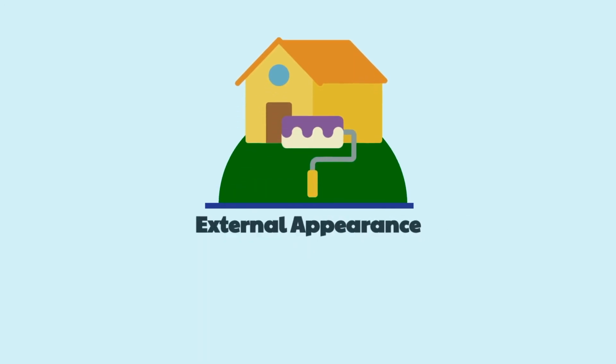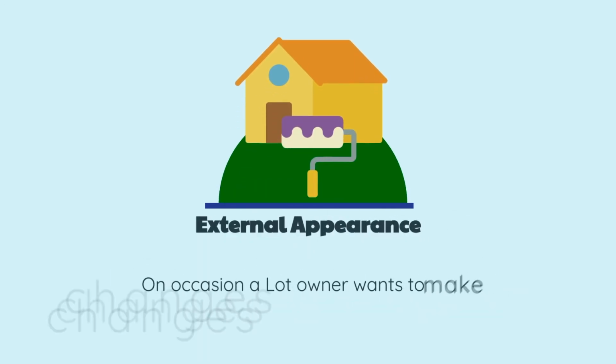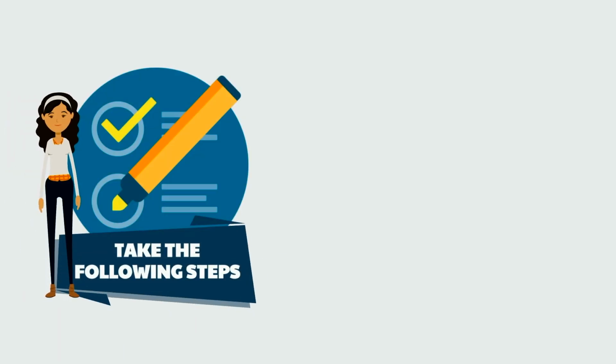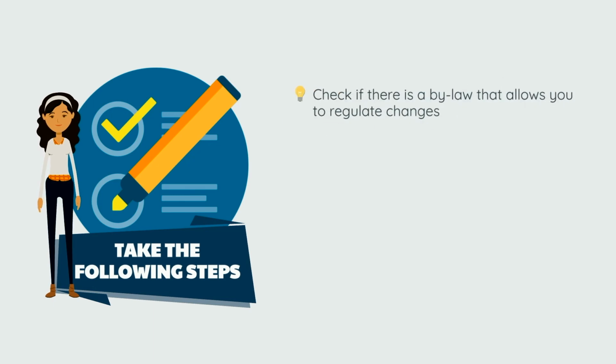External appearance. On occasion, a lot owner wants to make changes to the external appearance of a building. We recommend you take the following steps when addressing such requests. Check if there is a bylaw that allows you to regulate changes to the external appearance of the scheme. Check if there are architectural guidelines for the scheme and review the application against them.